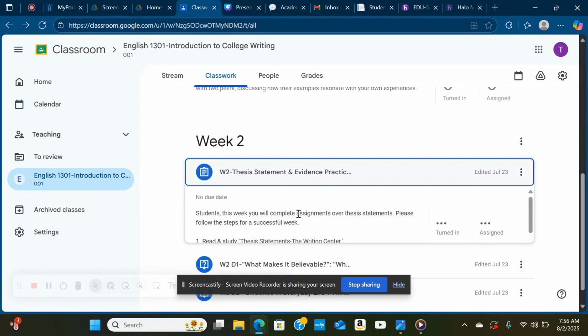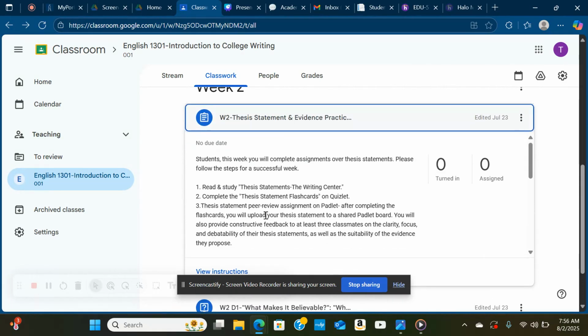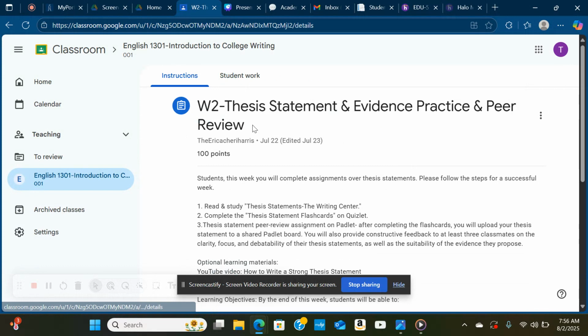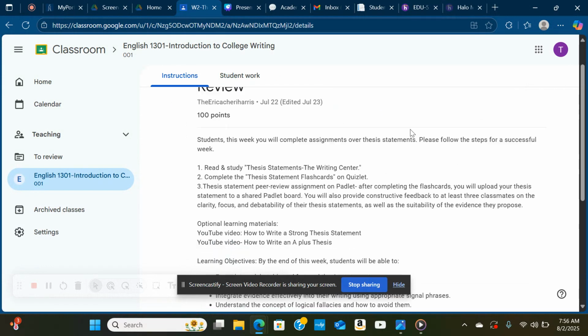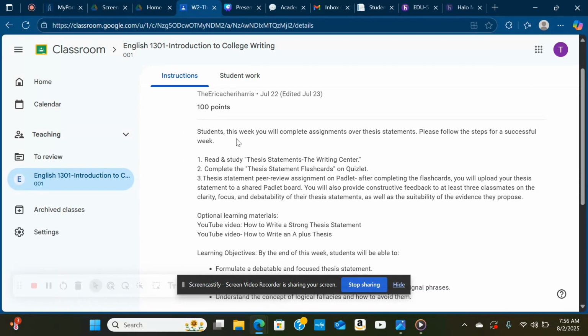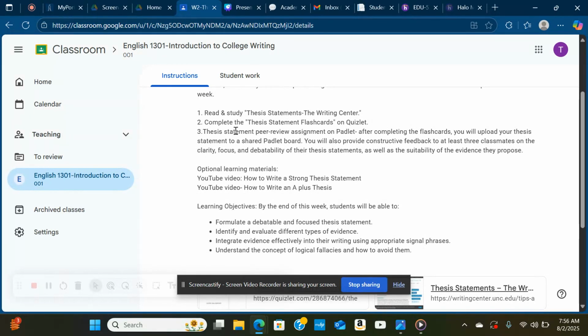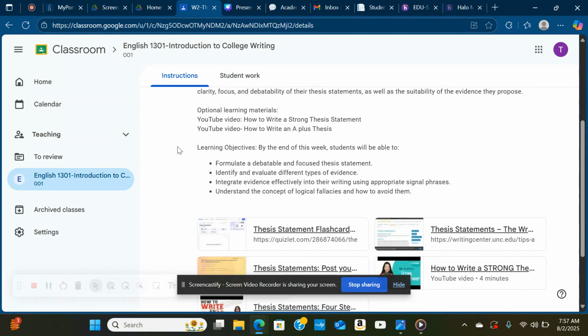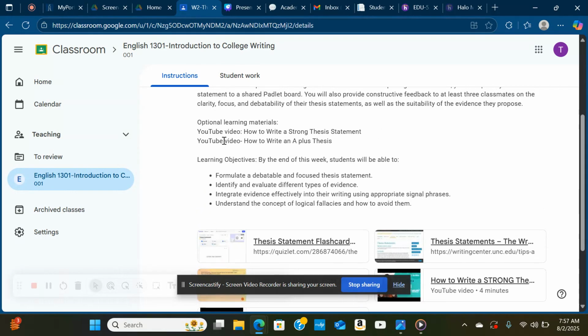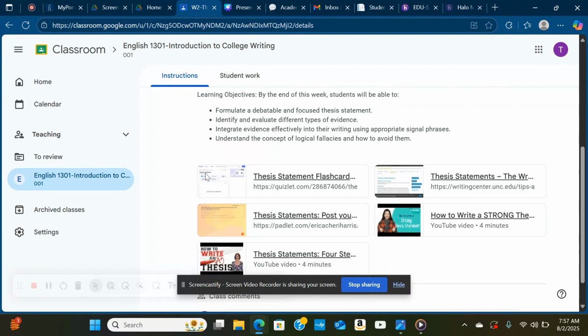For week 2, the assignment is over thesis statement and evidence. And there's some peer review practice as well. So again, gives them the instructions for the week, tells them the learning materials. They will be doing a Quizlet with flashcards over thesis statement. And then there's also another Padlet peer review. Here are the optional learning materials and learning objectives.